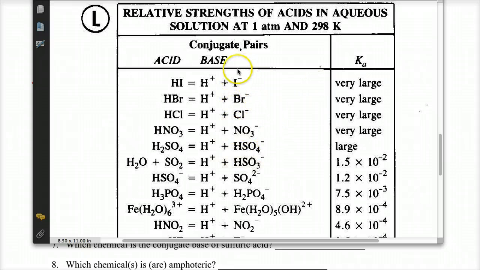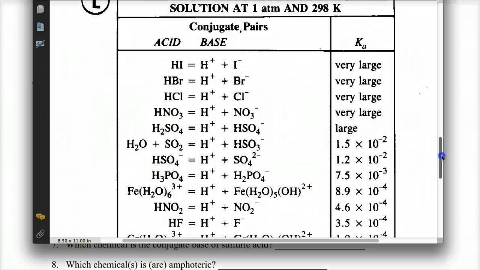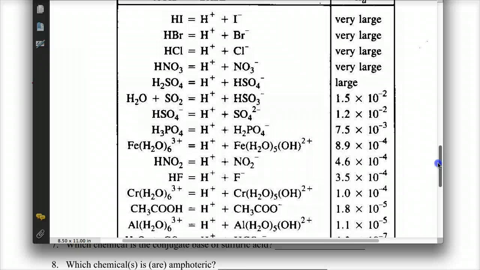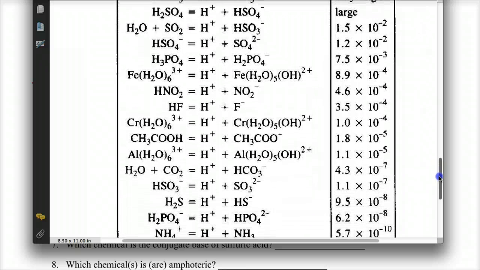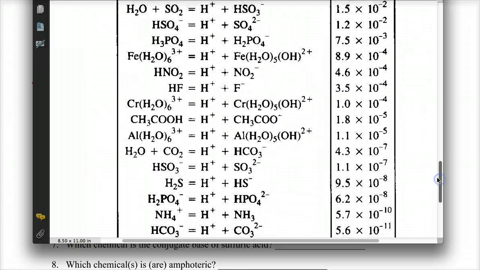So if you had these ions floating in your water, they would not be able to yank a proton off of water. So any other ion that is negatively charged besides the top 5 acids that I'm giving you for this course, okay, has an ability.